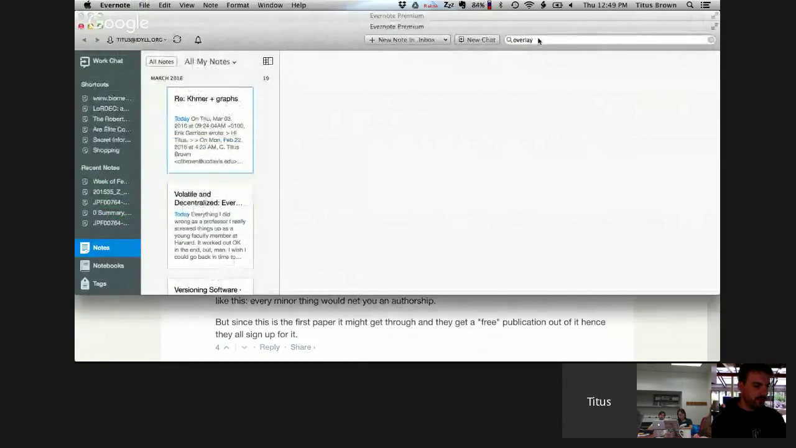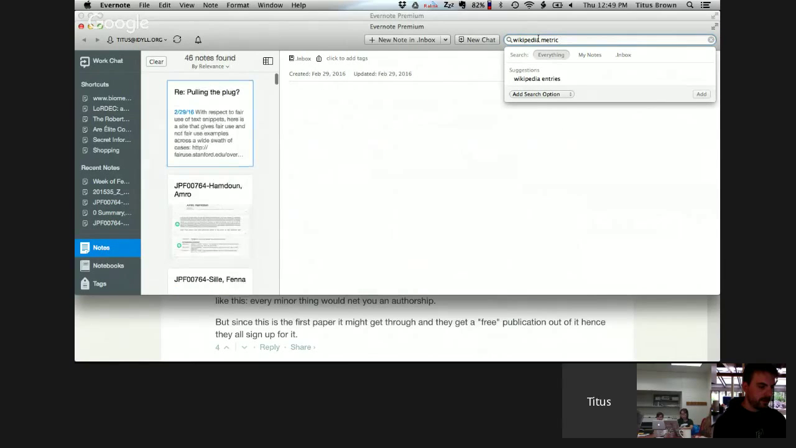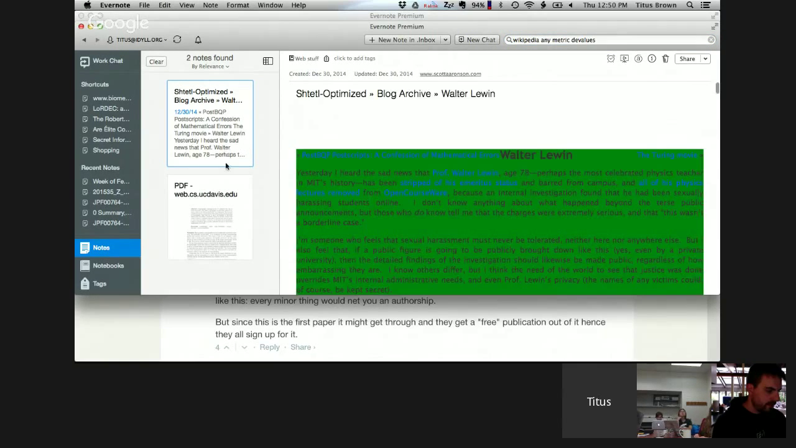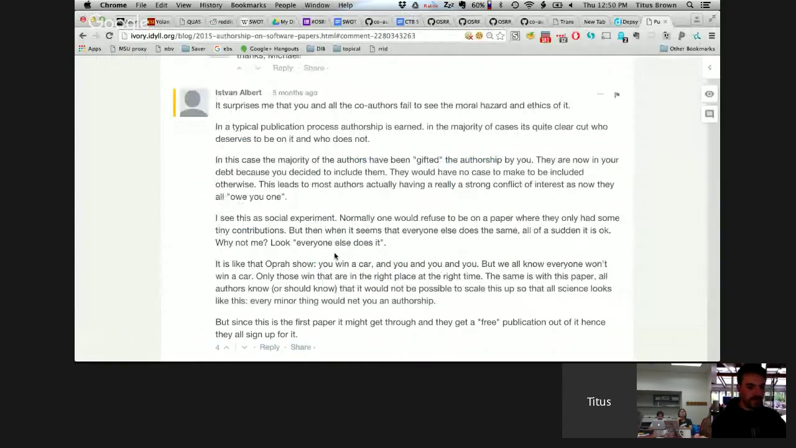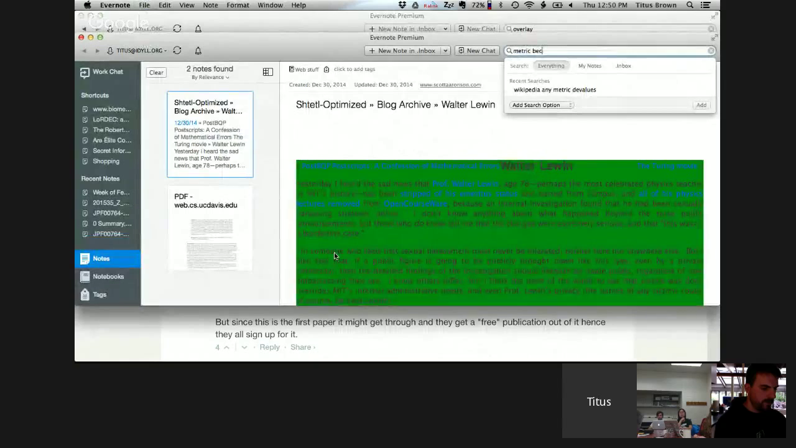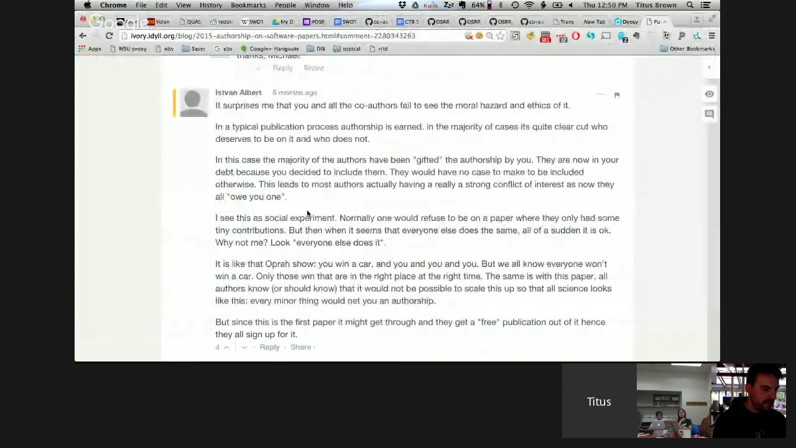So let me show you. Let me see if I can find this. Wikipedia metric. I think it's Wikipedia any metric devalues. Okay, well, I'll have to find the link. But there's a phrase that says metric becomes target. As soon as a measure becomes a target for some reason, it ceases to be a good measure, basically, right?